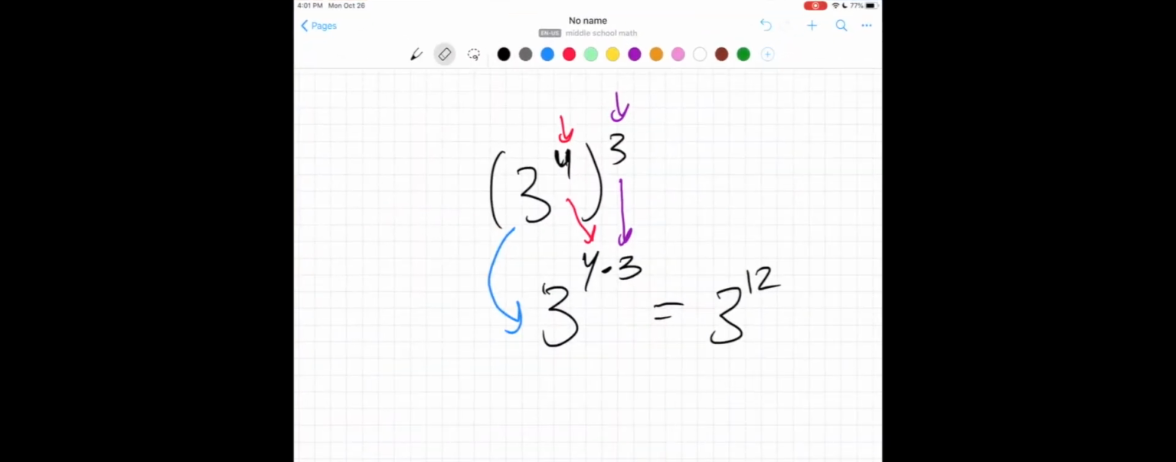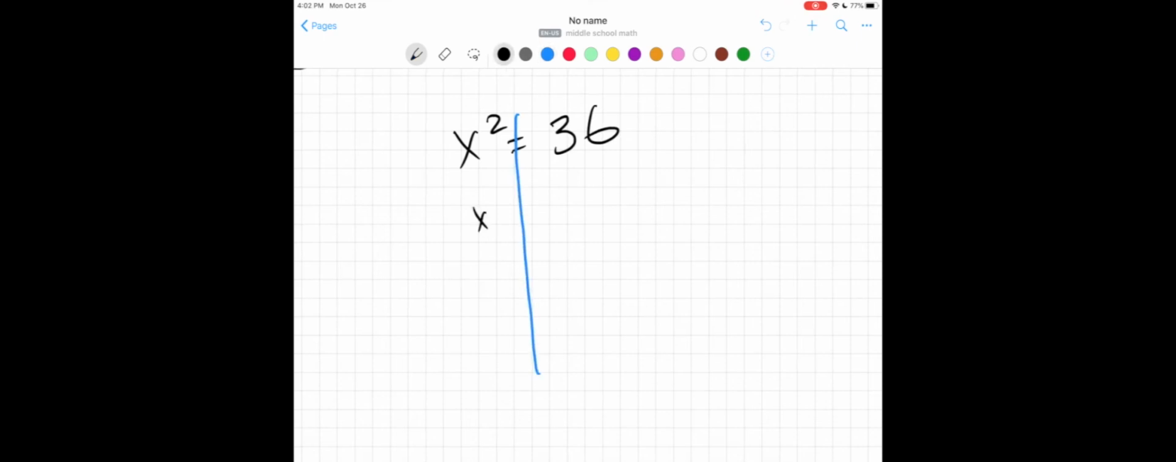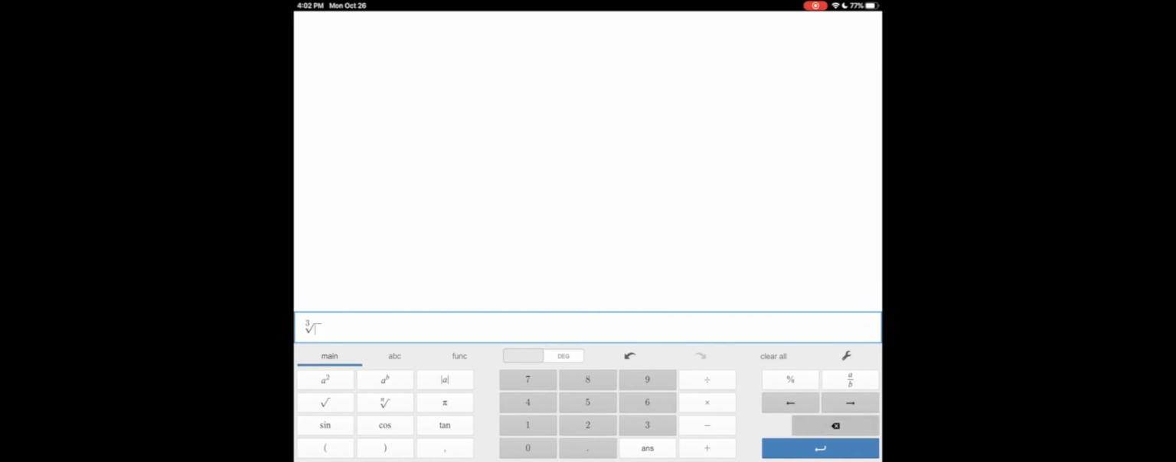So this one, solve x squared equals 36. If you work this out on paper, you are taking the square root of both sides, because square root is the inverse of squaring, so that cancels out. And then you're left with x equals plus or minus 6.